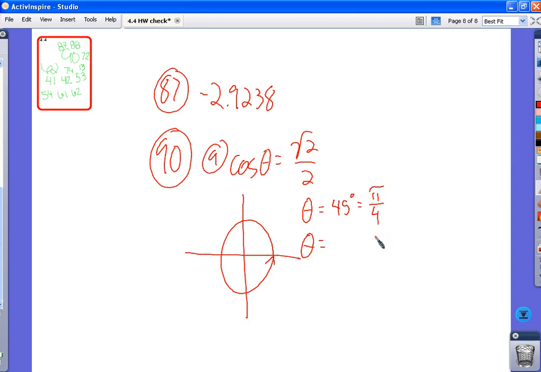Is there another angle that has a cosine of root 2 over 2? 315. So 45 and 315. Both of those have positive cosines, right? And that one has a cosine of root 2 over 2. 315 would be something pi over 4, right? Yep. 7 pi over 4.